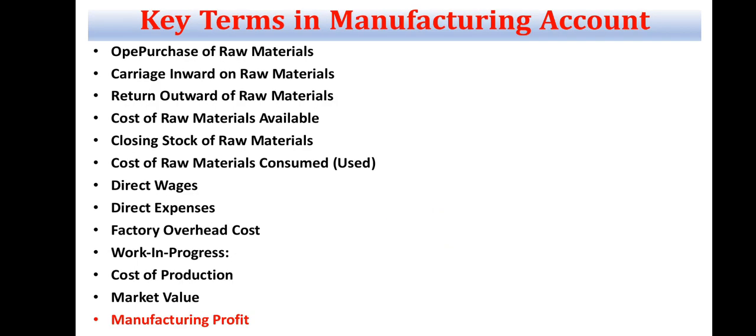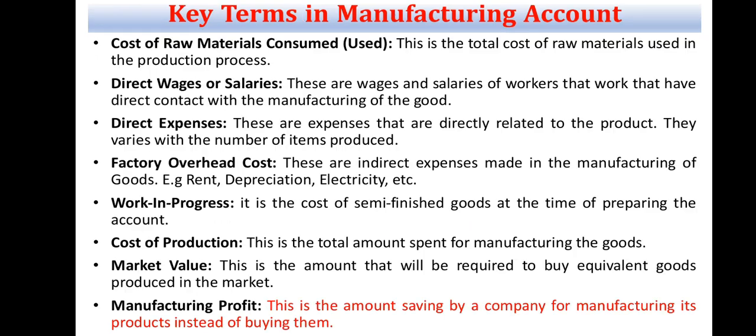So that difference is what they call manufacturing profit. That is when the business makes a profit in producing instead of buying. So that's the reason why we say manufacturing profit is the amount saved by a company for manufacturing its product instead of buying it. So that is what manufacturing profit is. If there is any question, let me know.